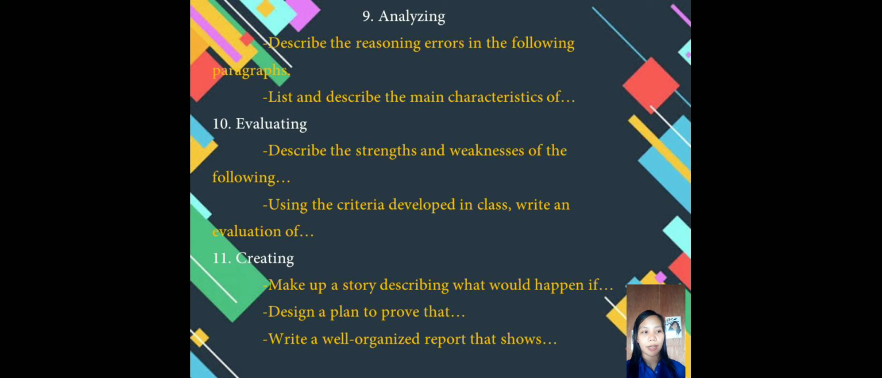Number 11. Creating. This is the 8-step creating essay. Number 1. Decide what kind of essay to write. Brainstorm your topic. Choose a writing style. Develop a thesis. Outline your essay. Write your essay. Edit your writing to check spelling and grammar.